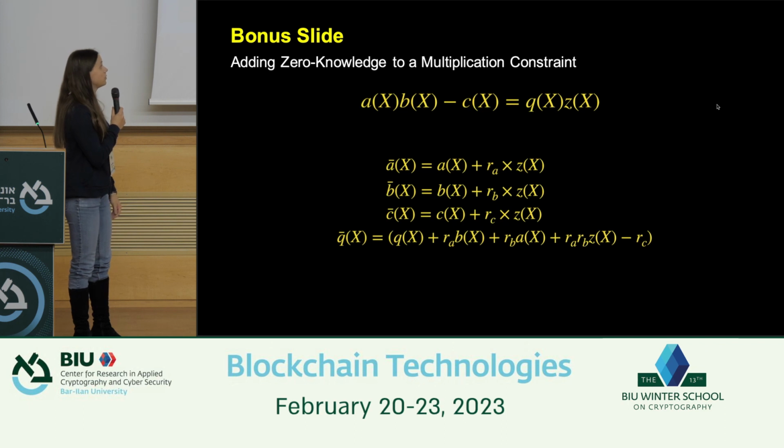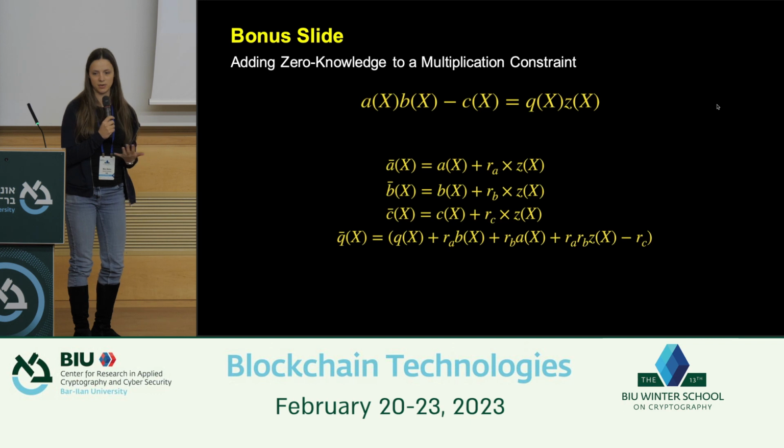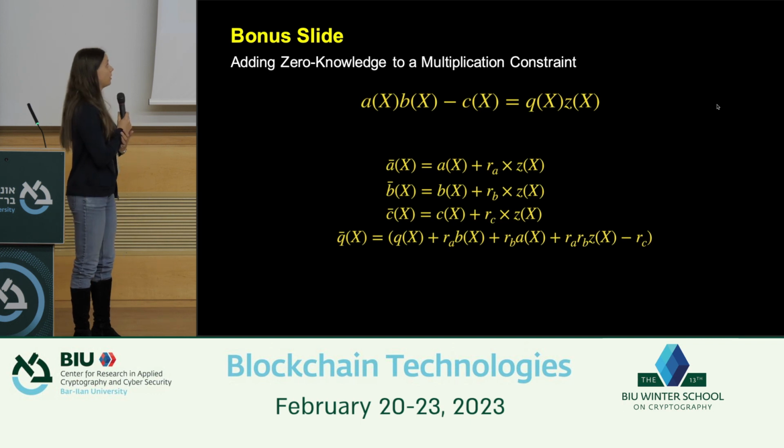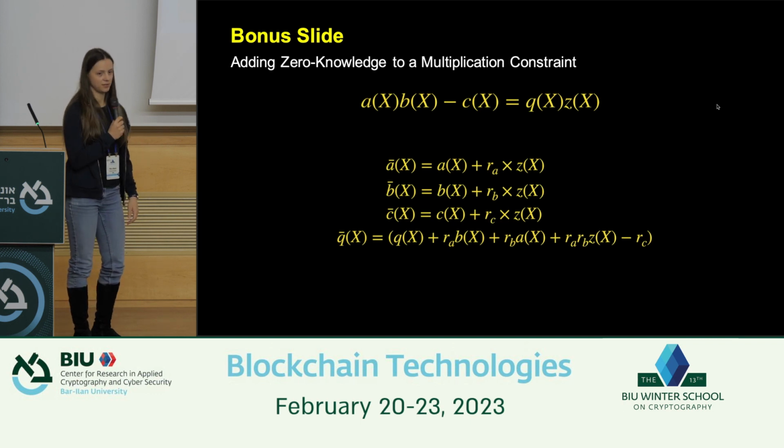In this particular case, we would be trying to check that a of x times b of x minus c of x vanishes over our domain. Let's say we don't want to send a of x because it contains lots of private information which is very sensitive. And we also don't want to reveal b of x or c of x, as they all contain sensitive information. What would we do?